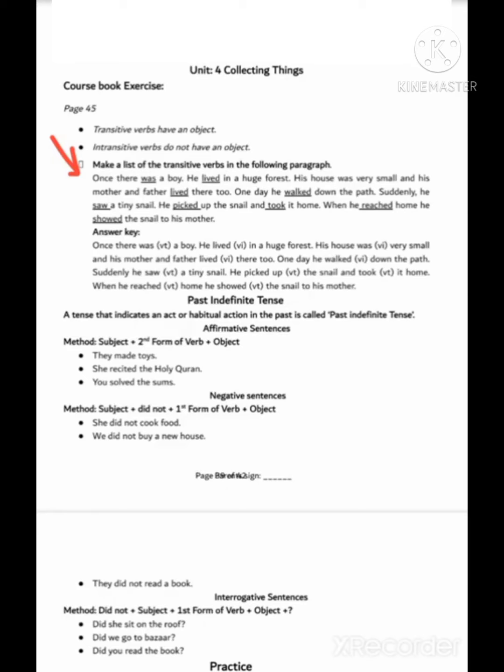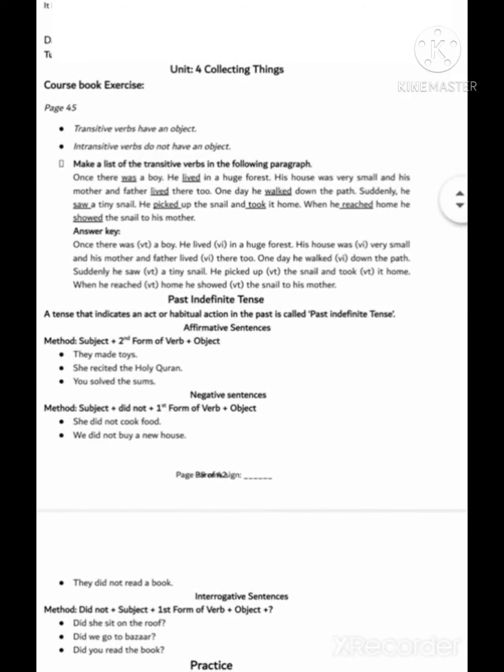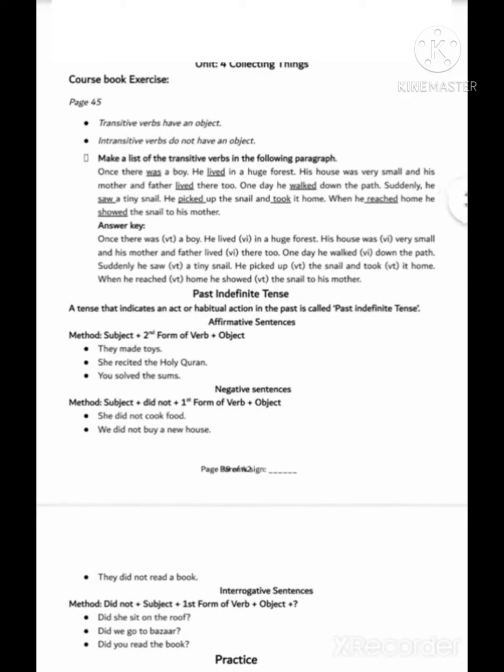So we will pick the transitive and intransitive verbs from this passage. In this paragraph, here's "was". Let me show you with the pointer: here's the "was" and this "was", and we can see these are intransitive verbs. And "lived", used here and here, is intransitive.